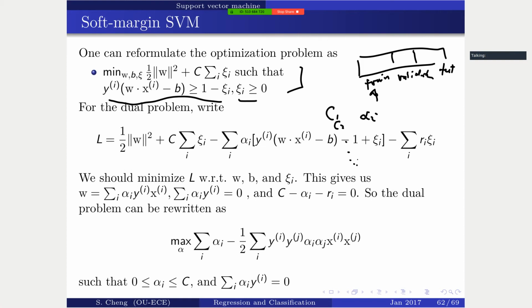So for a specific system, we need to try several Cs. But you cannot test it on the training set, so you test on the validation set. For different C, you have different alpha. Then you test on the validation set and pick the one that gives you the best performance, the minimum error.